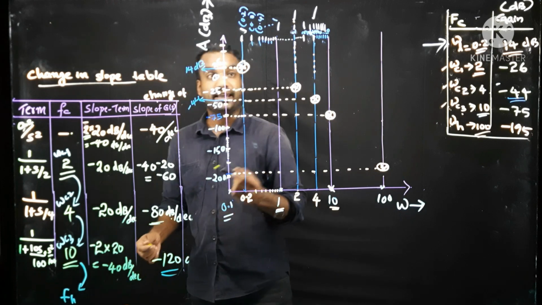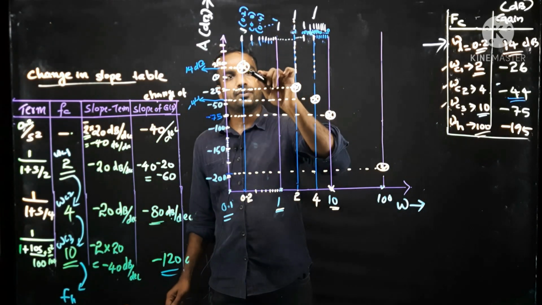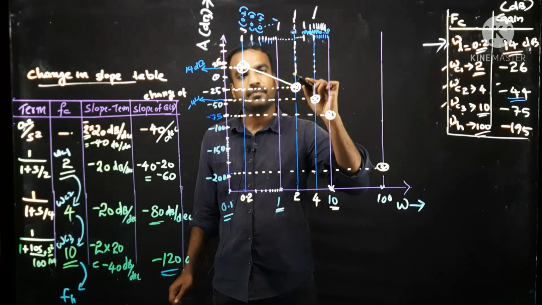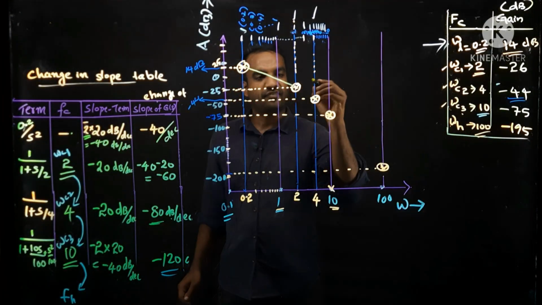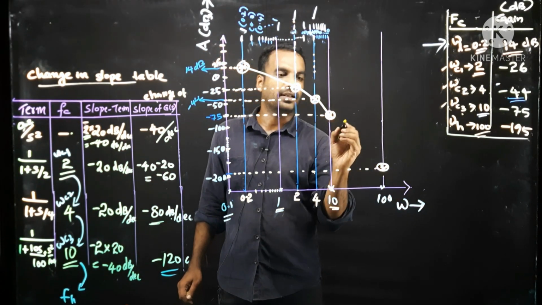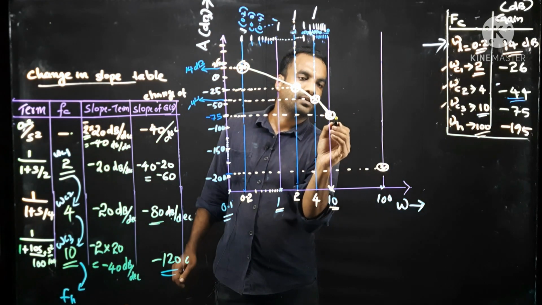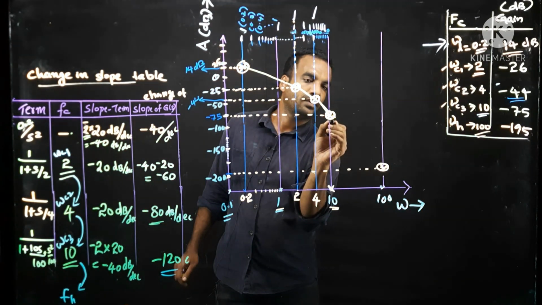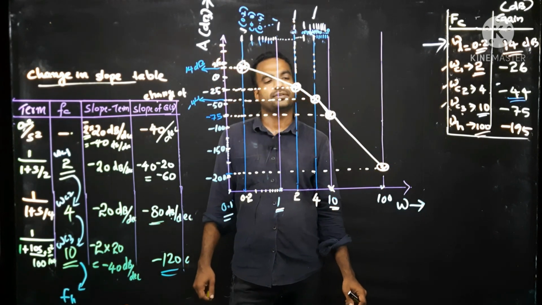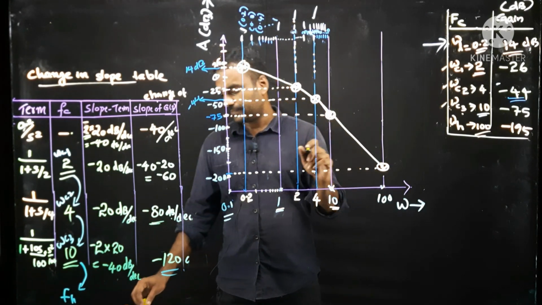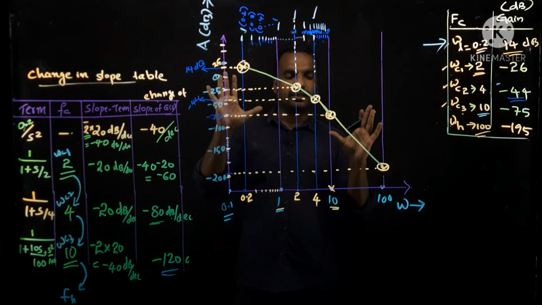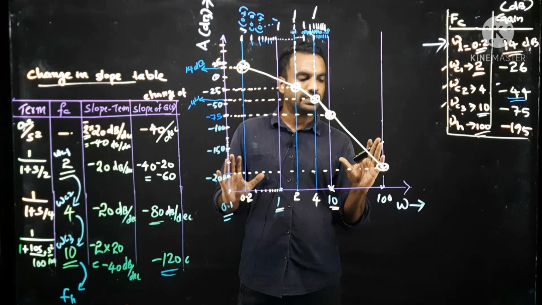Now you can use a scale to connect these points. First line, second line, third line, and fourth line. Okay, it's better to use a scale. That will be better. Now the diagram is almost completed.